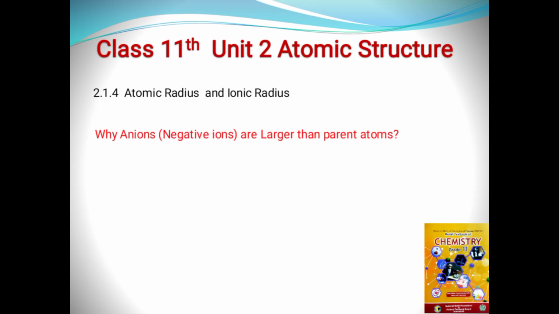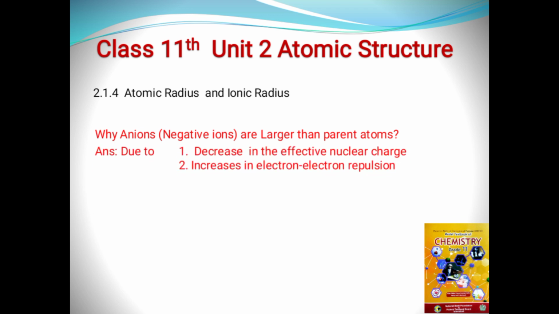Why are anions, or negative ions, larger than parent atoms? The answer is number 1, decrease in effective nuclear charge. Here you can see that when an electron is added in the valence shell of an atom, it converts into an anion. The number of electrons increases while the number of protons remains the same. That is why the effective nuclear charge decreases and the size of the anion becomes larger as compared to its parent atom. Number 2, increase in electron-electron repulsion.